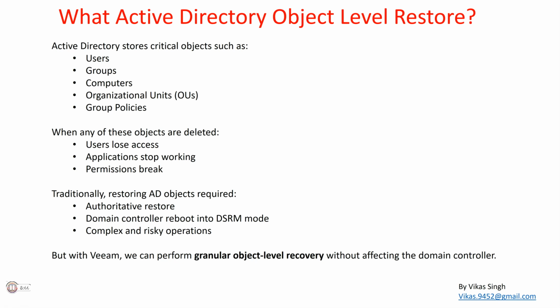So let's first start by understanding the concept. Active Directory stores very critical components of your IT environment, such as users, groups, computers, organizational units and group policy. Now imagine any of these objects are accidentally deleted. Users can immediately lose access, applications may stop working and permissions across systems can break. So traditionally, restoring these objects is not simple. You had to perform an authoritative restore, reboot the domain controller into Active Directory restore mode, and then go through a complex and risky process to recover your objects.